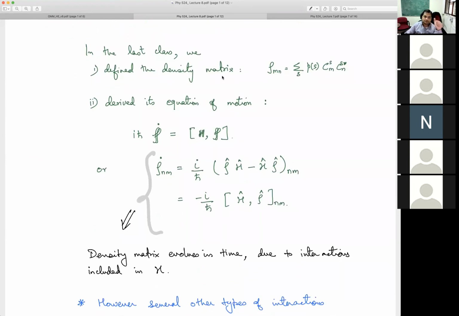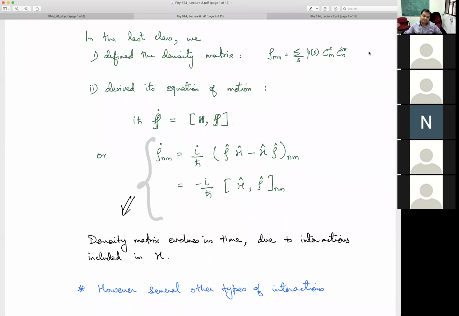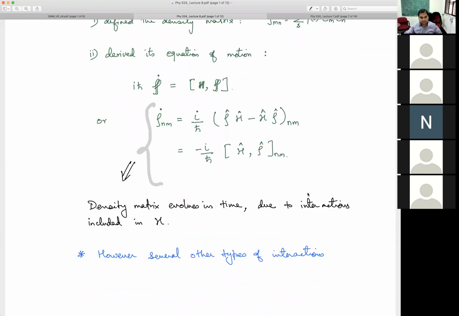Okay, so we already discussed this a bit. In the last class, we defined the density matrix as the sum over all states of the interacting system of the probability of the interacting system being in that state S times the probability amplitude of the state S being in the M or the N states, basically. So, the product of the probability amplitudes. And using this definition of the density matrix, we derived its equation of motion.